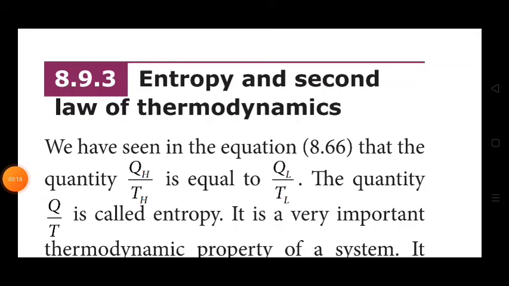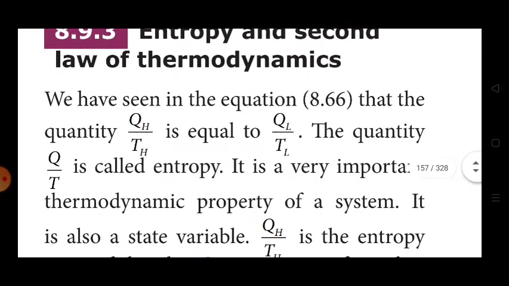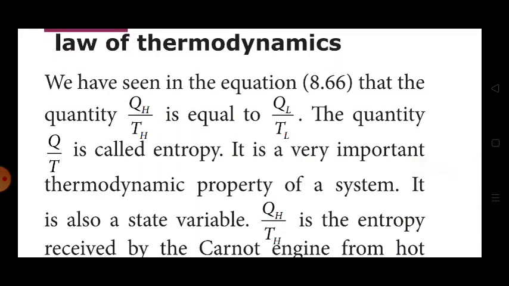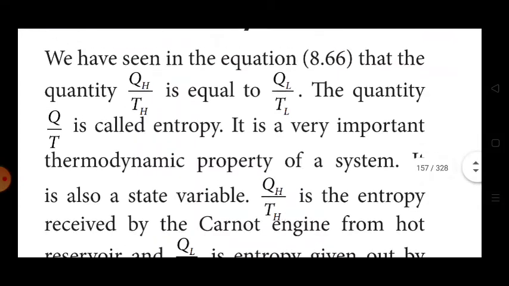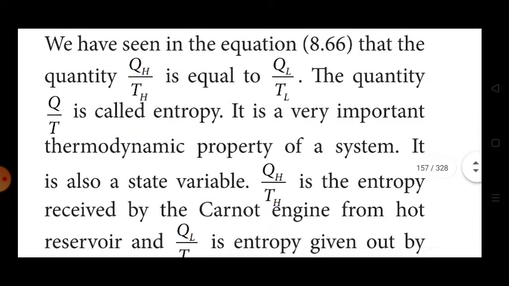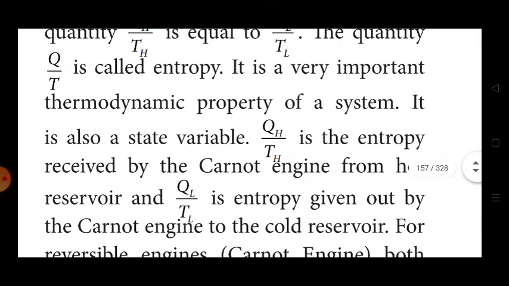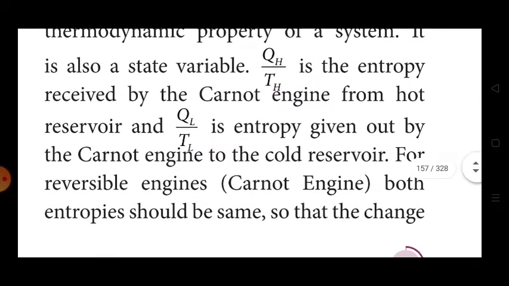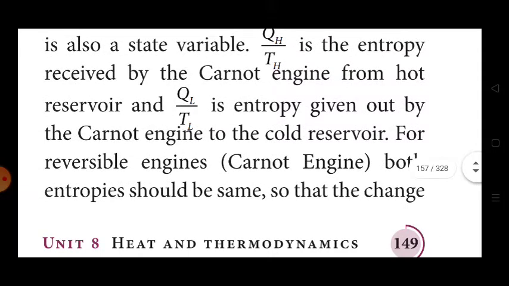Our next topic is entropy and the second law of thermodynamics. We have seen in equation 8.66 that the quantity QH by TH is equal to QL by TL. The quantity Q by T is called entropy. It is a very important thermodynamic property of a system. It is also a state variable. QH by TH is the entropy received by the Carnot engine from the hot reservoir, and QL by TL is the entropy given out by the Carnot engine to the cold reservoir.